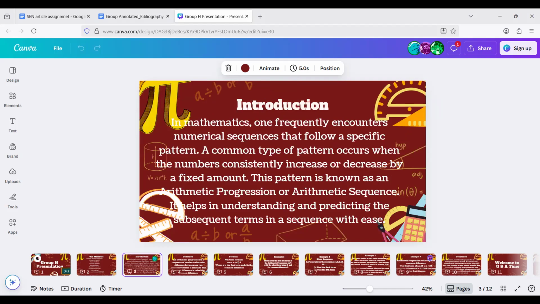Now, in mathematics, we frequently encounter numerical sequences that follow a specific pattern. A common type of pattern occurs when the numbers consistently increase or decrease by a fixed amount, or a fixed number. This pattern is known as an arithmetic progression or an arithmetic sequence. It helps in understanding and predicting the subsequent terms in a sequence with ease.